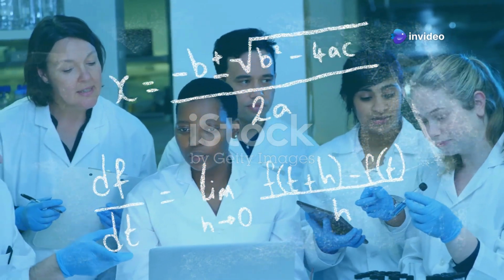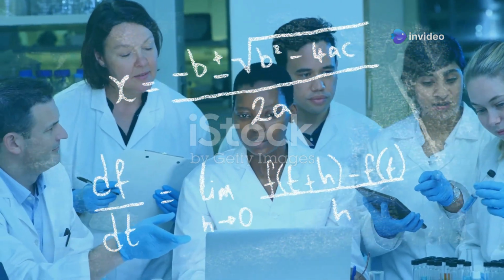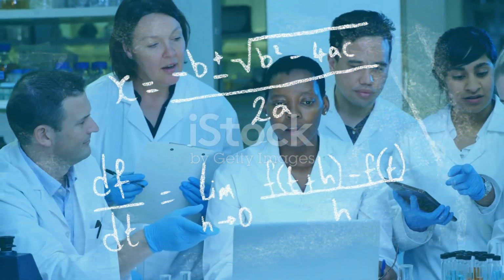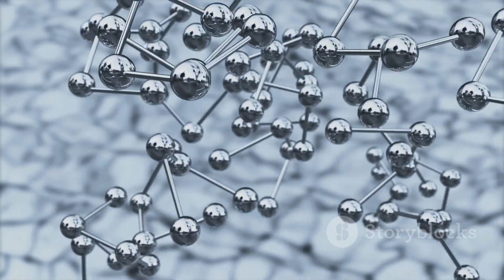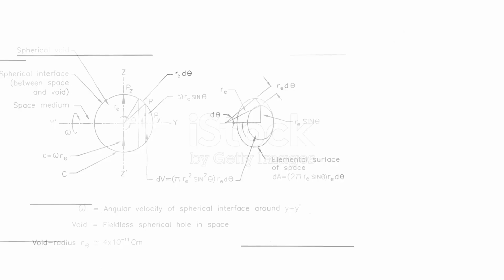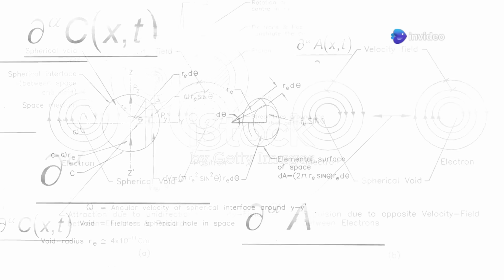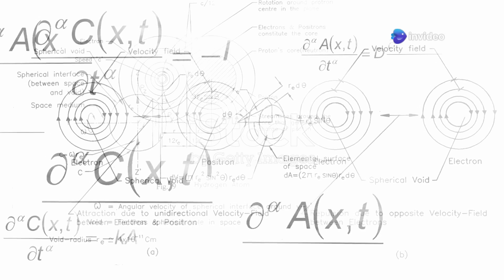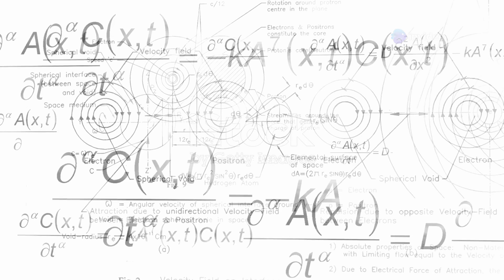To better understand the atom, scientists turned to a new branch of physics, quantum mechanics. This theory revolutionized our understanding of the subatomic world. Unlike classical physics, which described objects as particles with definite positions and speeds, quantum mechanics introduced the mind-boggling concept of wave-particle duality. Imagine a beam of light.